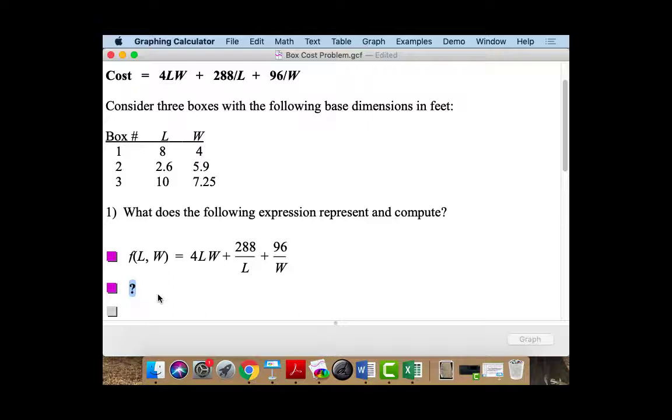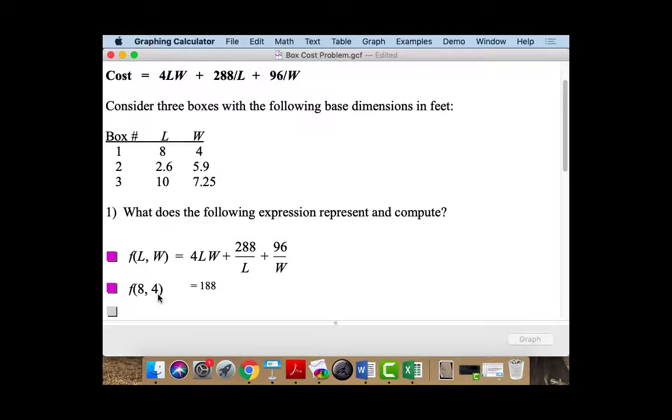That was problem number 1. But if I wanted to find the cost of one of each of these boxes, now that I have function f defined, I can refer to function f, again, just using math notation, f of, so I'm going to do Control 9 to get my function parentheses. If I want the cost of box 1, that's an 8 by 4 length and width, so I'm going to do 8 comma 4. And it tells me the cost right there is $188 for box number 1 without having to put the 8 and the 4 into the formula.